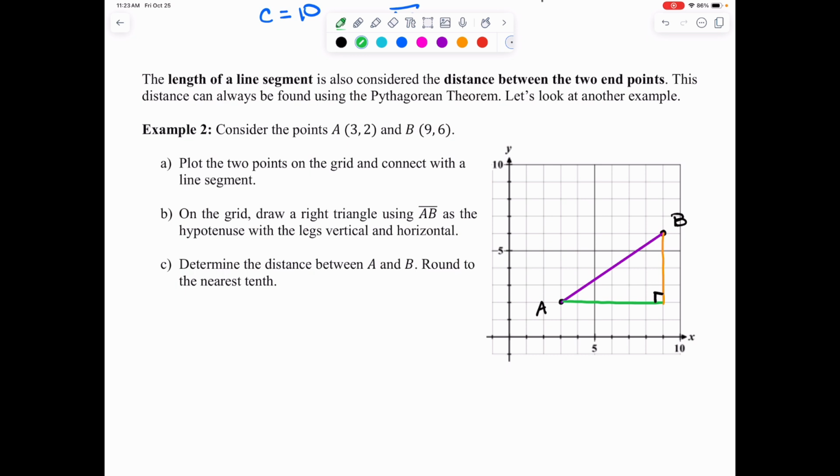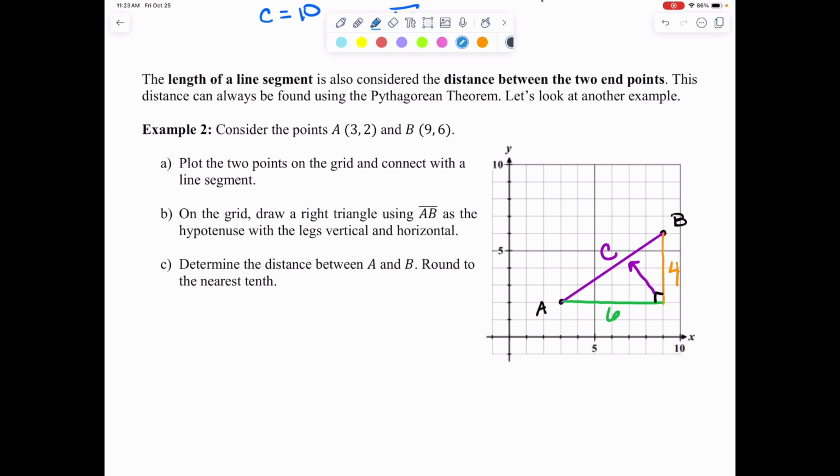Now, I'm able to count the horizontal line, which is the green line. It's 1, 2, 3, 4, 5, 6 units long. And I'm able to count the vertical line, which is the orange one, 1, 2, 3, 4. This one's 4 units long. And now I have the information I need to complete C, which is to determine the distance between A and B. So you can see that's the side opposite my right angle, the longest side, which is my hypotenuse.